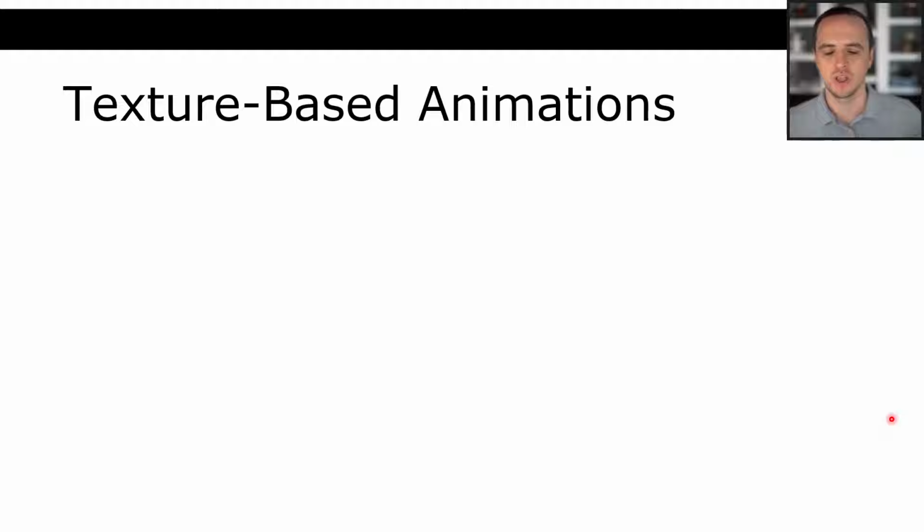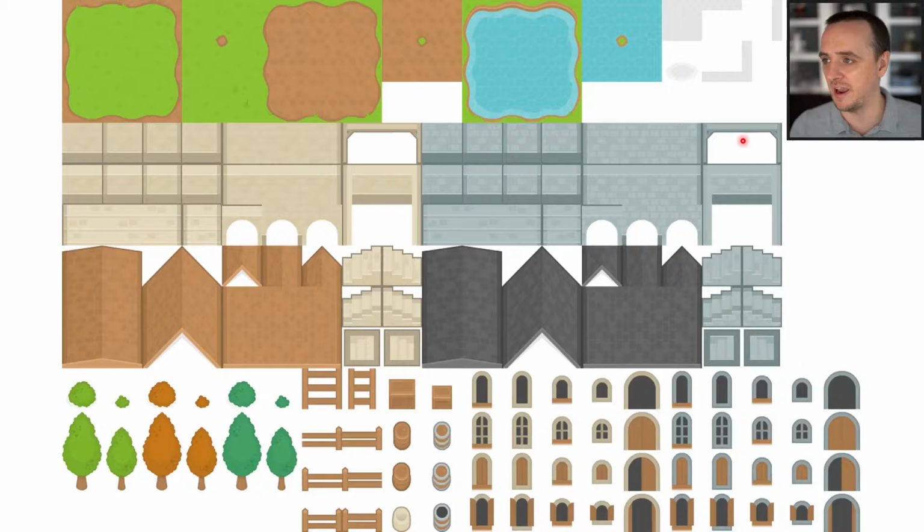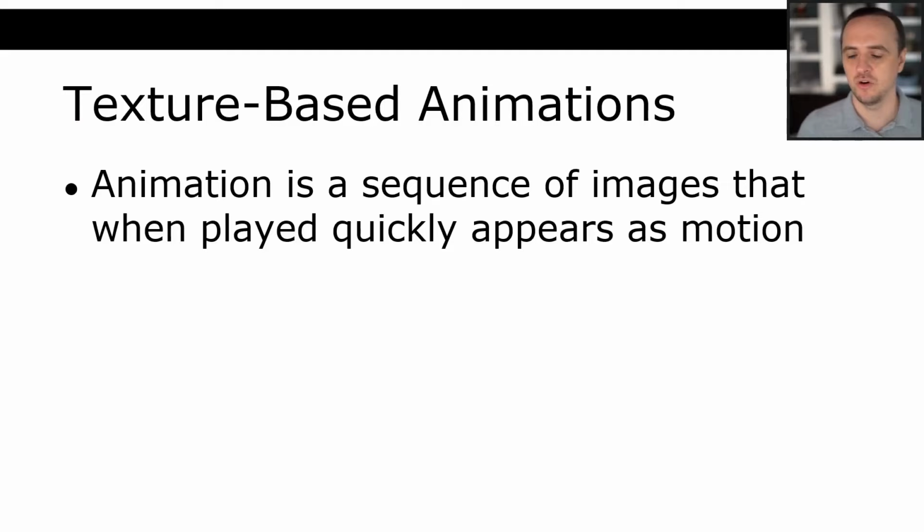Texture-based animations. So now we can see here how we are going to be creating animations in our engine. So animation is a sequence of images that when played quickly appears as motion, right? So everything you see on the screen, you see me moving right now, this is just a very quick sequence of images. Any movie you've ever seen, right? You all know how animation is done. So animation is just a quick sequence of images, and when you play it quickly, our brain thinks that it's moving when it's actually not moving.